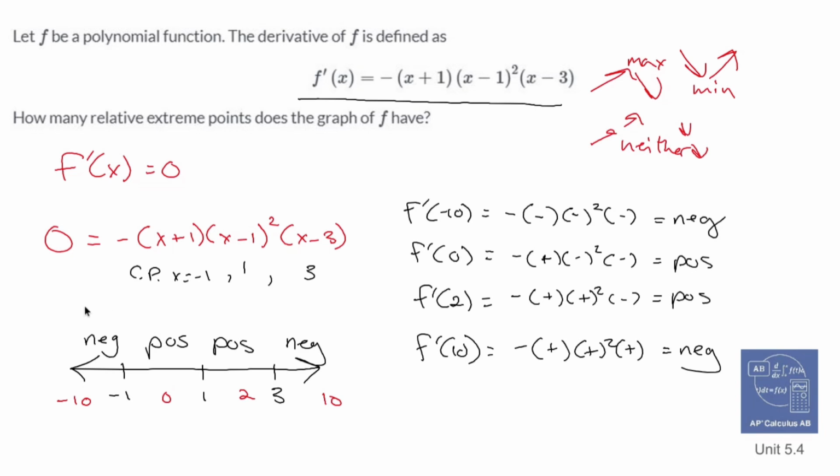So here, I go from negative to positive, then keep going positive to positive, then positive to negative. So I have a min right there, I have a neither right there, and I have a max right there. Ooh, so how many relative extreme points does this graph have? Not 3, boys and girls, but 2. Tricky, tricky, tricky. I like it.